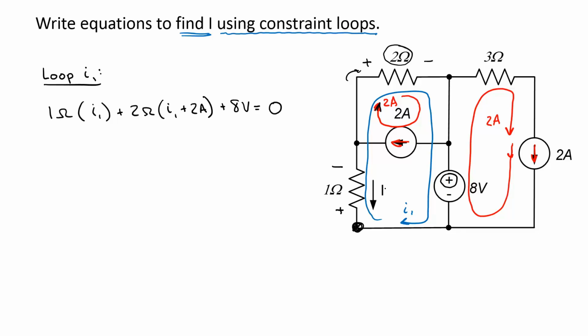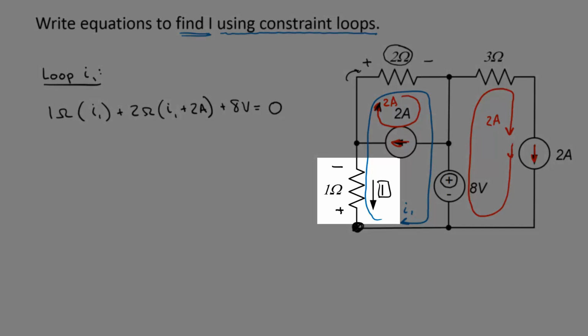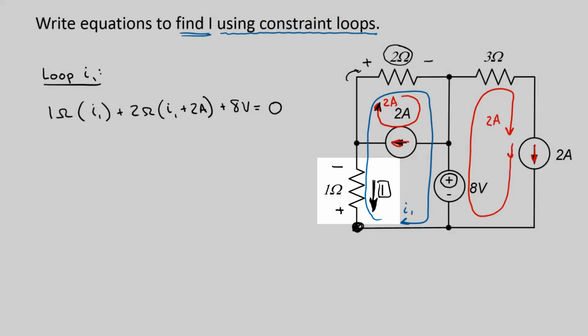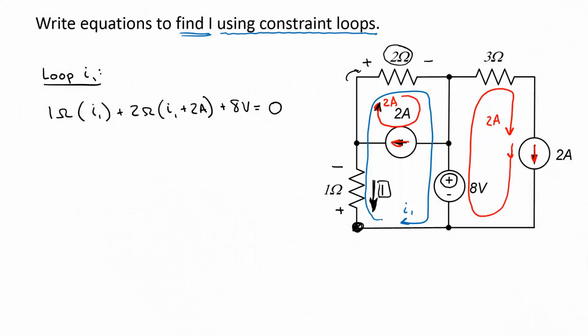Now I just need an equation for the current I in terms of I1. I is the current through the 1 ohm resistor, with positive being in this direction. The only mesh current going through the 1 ohm resistor is I1. It's in the opposite direction as I, so I is just the negative of I1. Now let's do the problem again without using constrained loops.